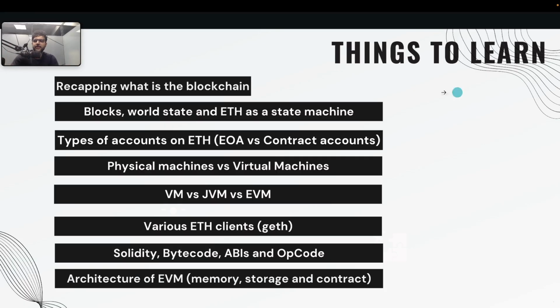With that, today we will first recap what is a blockchain for people who are just joining, or generally before we get into the hard bits. Let's recap what is a blockchain. Then we'll understand a little bit about Ethereum and the world state in Ethereum. Ethereum as a state machine.